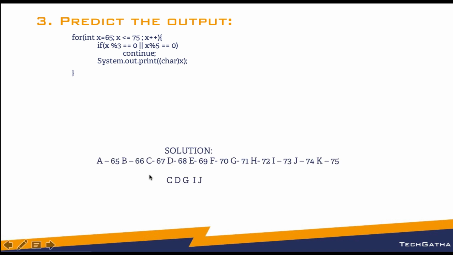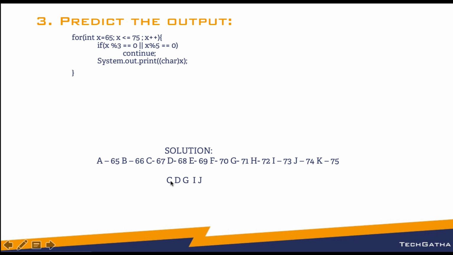I have written down the equivalent characters for the ASCII values from 65 to 75. What this program does is, for every value of x, it checks if it is divisible by 3 or divisible by 5, it continues. So 65 divisible by 5, it continues. 66 divisible by 3, it continues. 67, 68 are the numbers neither divisible by 3 nor 5.